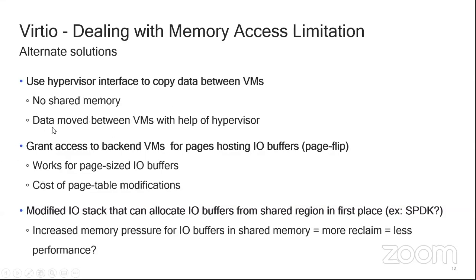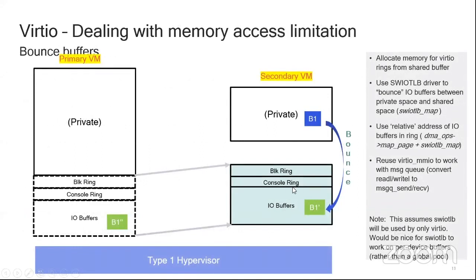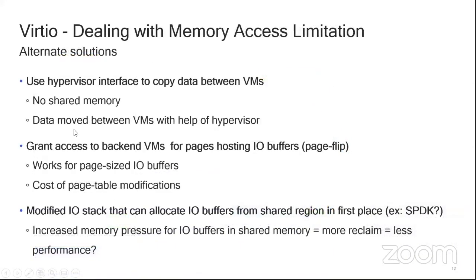And the second solution we have in mind is, if we want to avoid the shared memory region totally, maybe we can use some hypervisor interface to copy data. So, for example, instead of copying B1 to this region, can the hypervisor copy this to a region that the primary VM will decide, right? So using some hypervisor support to copy or move data between VMs. So that's one option that we want to explore.